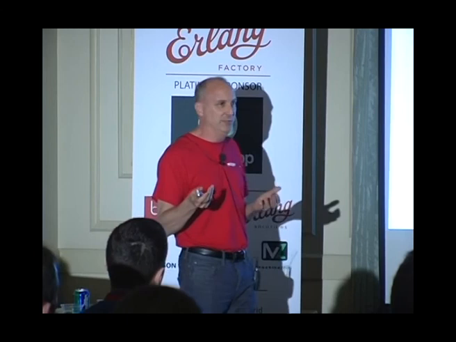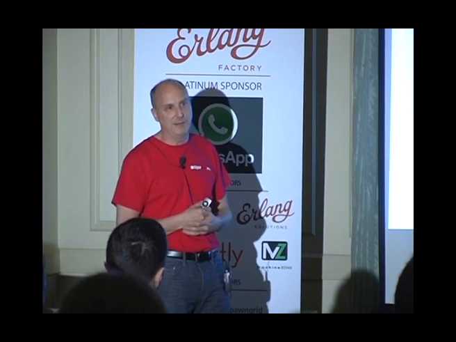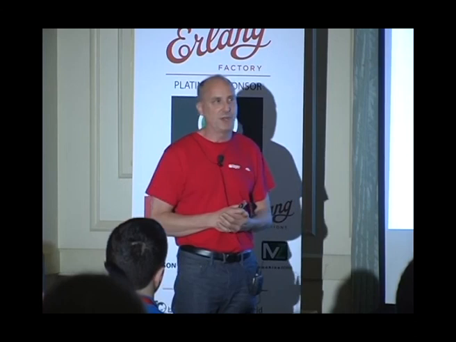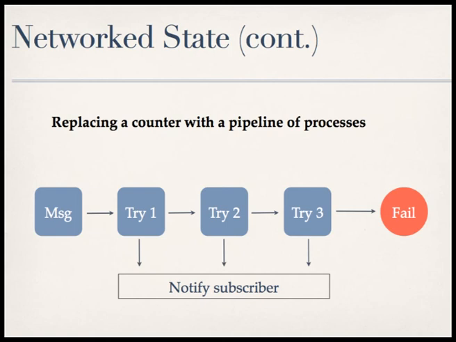So here's a simple example of trying to explain how you could trade state for a graph. Suppose you just have a gen server that counts and tries to send a message to a subscriber 3 times, and if it fails after the 3rd time, then it doesn't try anymore. Normally, you would have the gen server, and you'd have a counter, and you'd increment the counter every time you send. Instead, you can make a pipeline of processes where each of them sends to the subscriber. The function could be exactly the same in all the cases.